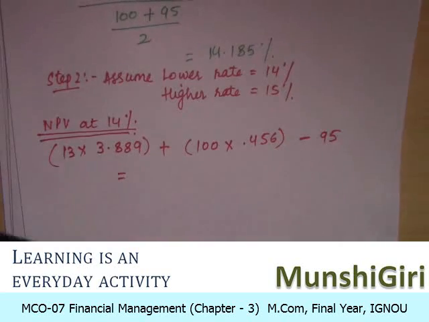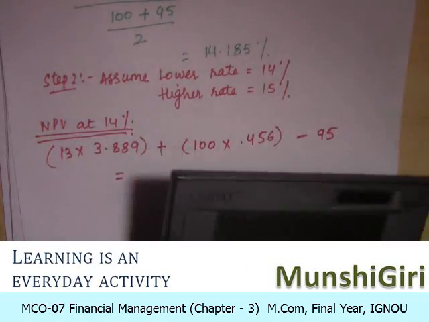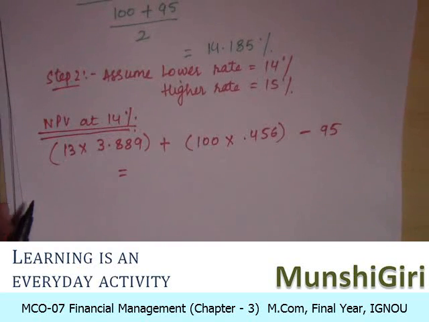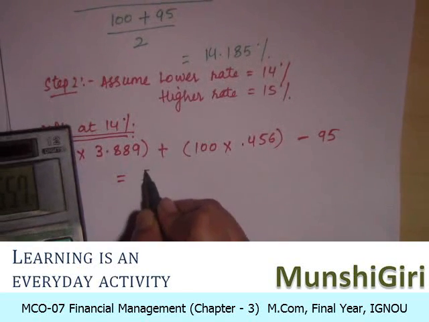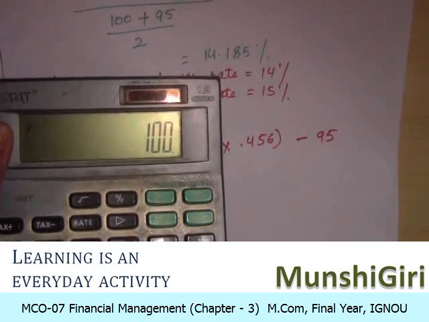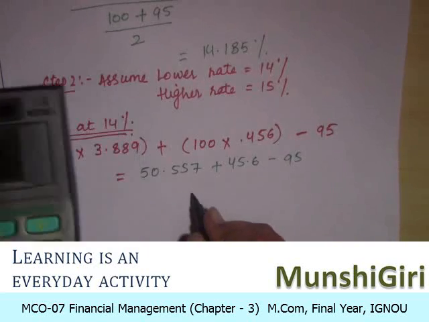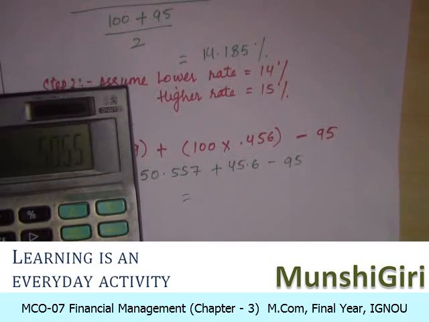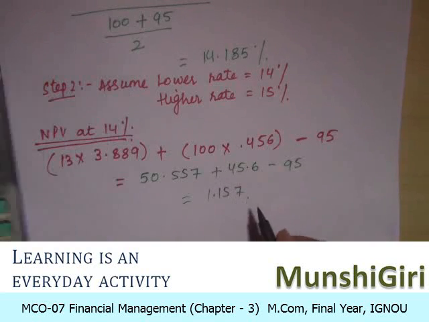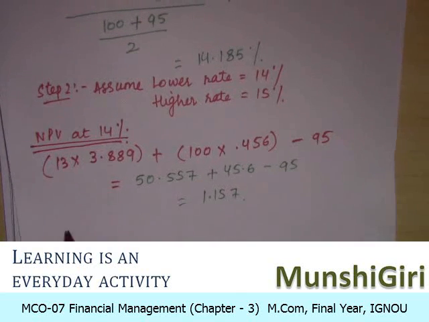This comes out to be 13 into 3.889, which is 50.557. 50.557 plus 100 into 0.456, that is 45.6, minus 95. So this is NPV: 50.557 plus 45.6 minus 95, which is 1.157. NPV at 14% comes out to be 1.157. Coming to NPV at 15%.